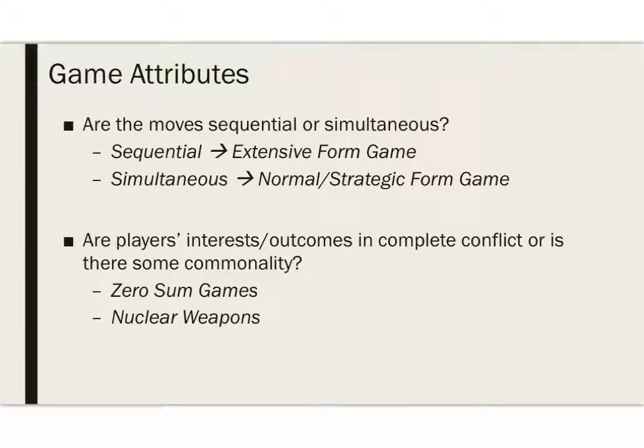Okay, so first I want to get some game attributes, some terminology, out of the way before we get to two different games and how to solve them. The two game types we're going to focus on in this class are extensive form games, when the moves between players or competitors are sequential in nature.